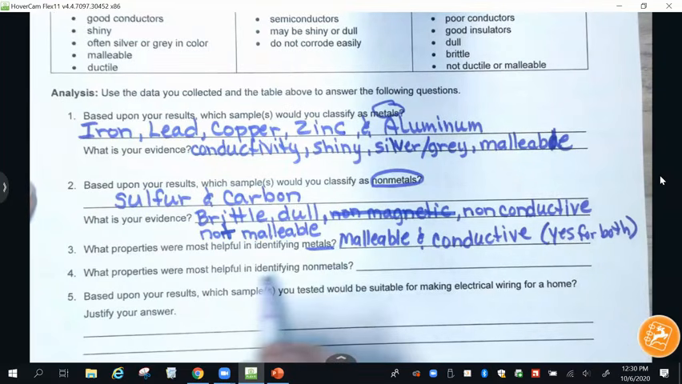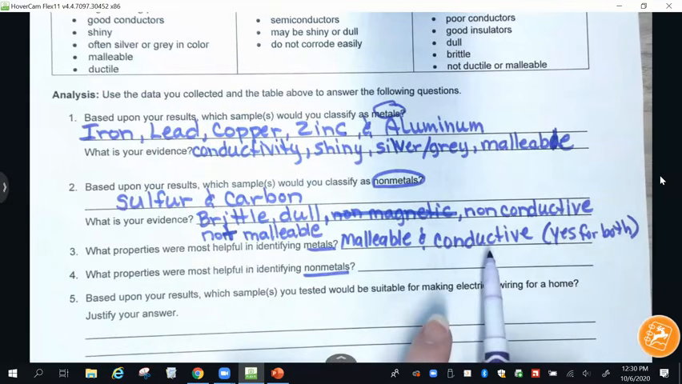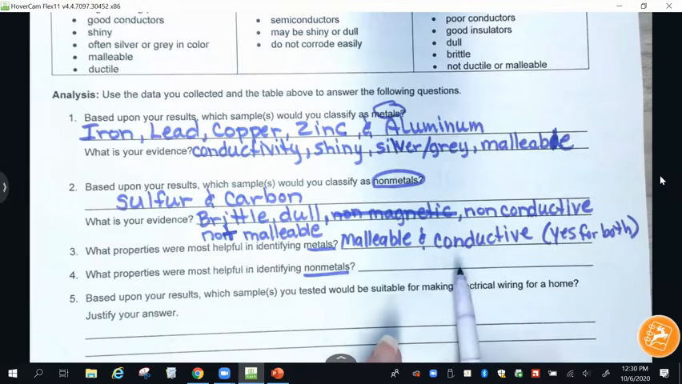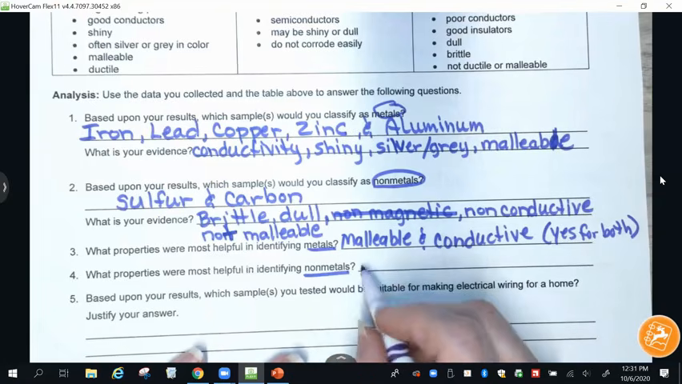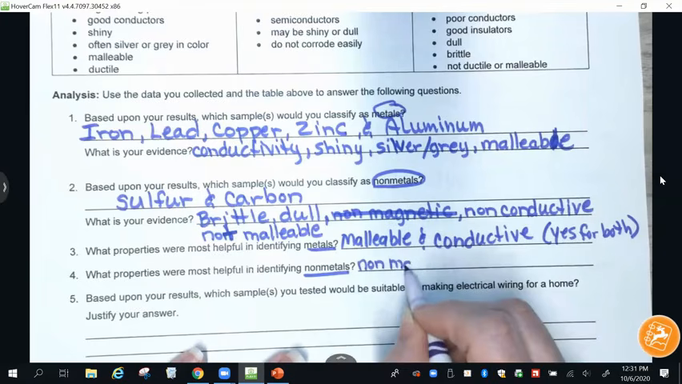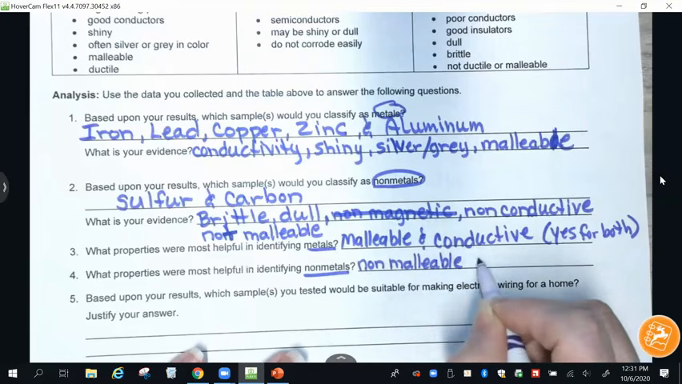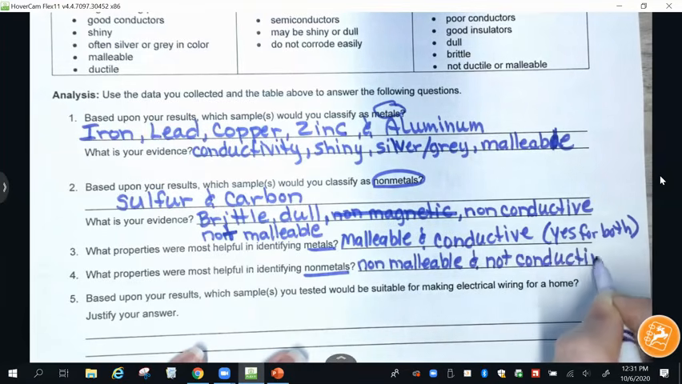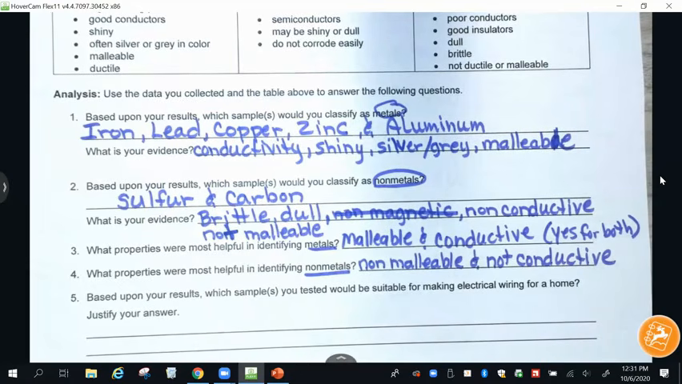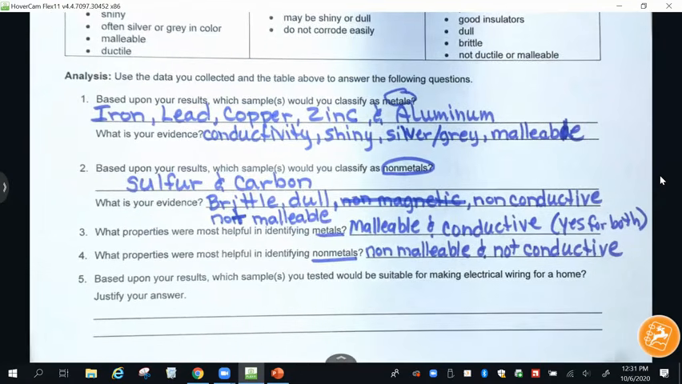Now, if we're looking at non-metals, what do we want to look at to prove it's a non-metal? Could I use the same properties? Yeah, I could, but what am I looking for this time? The opposite. So instead of it being malleable and conductive, it's going to be non-malleable and non-conductive. So we're going to put non-malleable, and I'm just going to say not conductive. Got it? And we have one left.